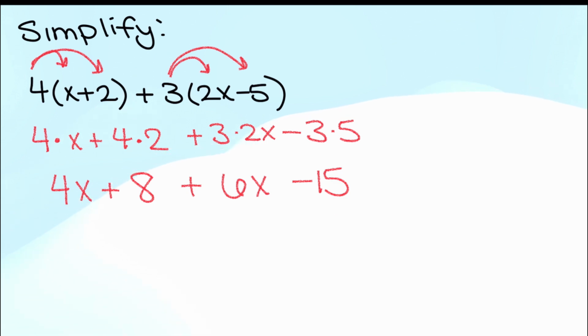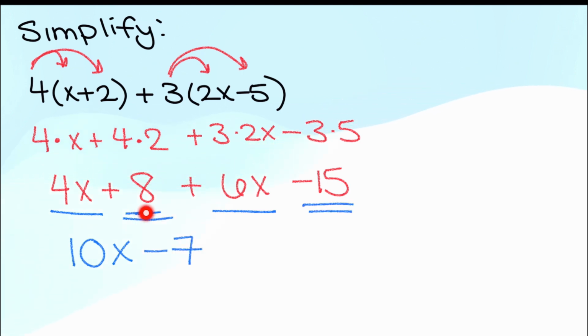Finally, we do have some like terms here. We can take the 4x and the 6x. Those are like terms. We just add the coefficients. 4 plus 6 is 10, and that turns into 10x. I can also combine the 8 with the minus 15. 8 plus minus 15 is minus 7, and there's my final answer, 10x minus 7. We can't go any further with this answer because the 10x and the minus 7 aren't like terms.